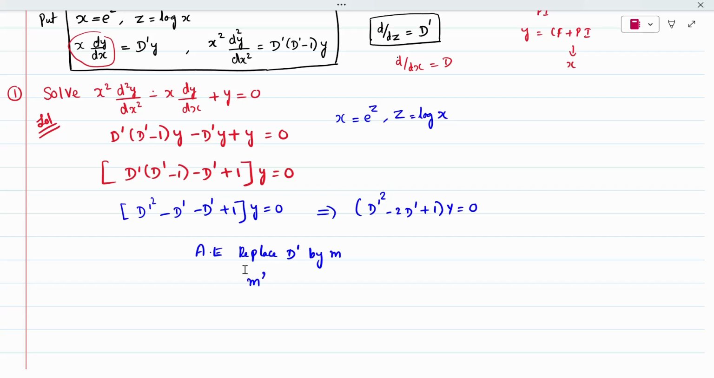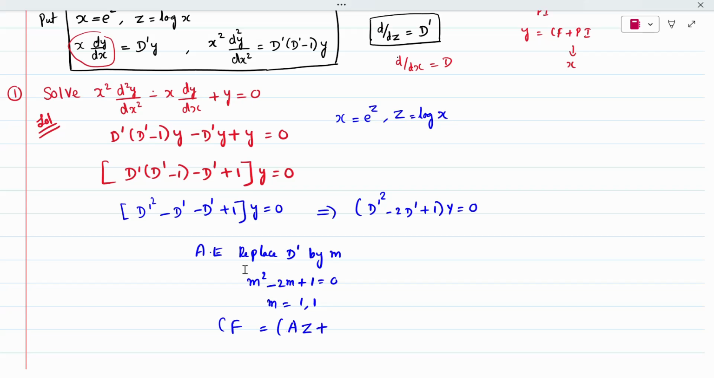So m squared minus 2m plus 1 equal to 0. So the roots are 1 and 1. Both are 1. So the complementary function, what do I have to write? Ax plus b you write. But I should not write x.